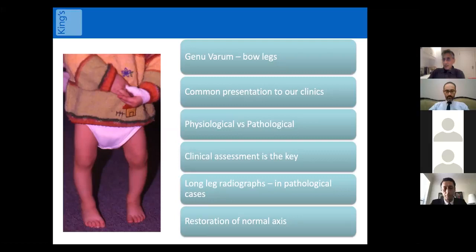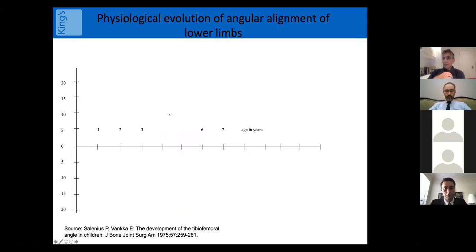And I say to my trainees, don't ever ask for an X-ray unless you've thoroughly examined. I would say 95% of the time genu varum doesn't need an X-ray. So just spend time on assessing the child and the parents. I'm sure every trainee in orthopedics would know this work by Salenius and Vankka. But there's some historic perspective to this.